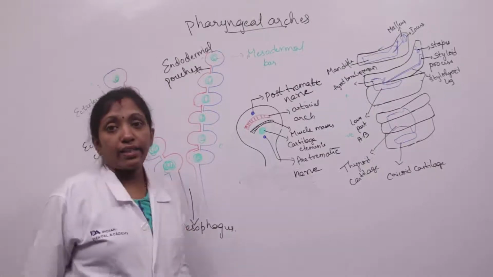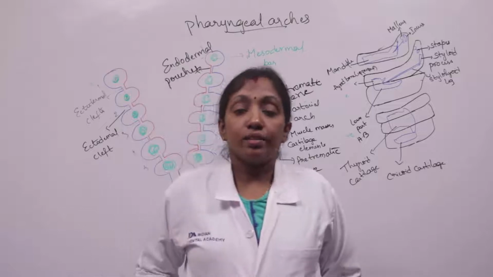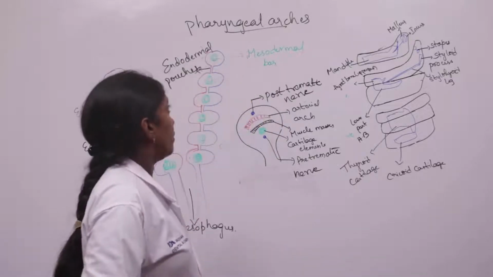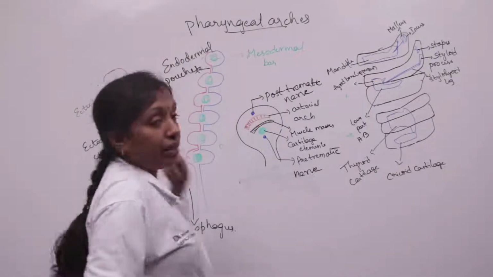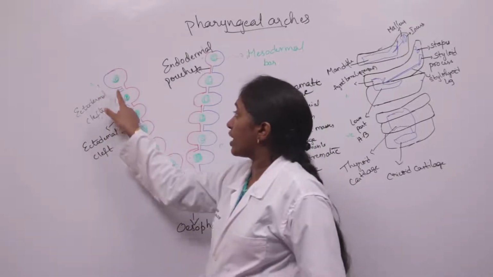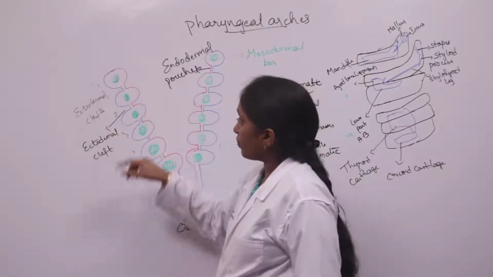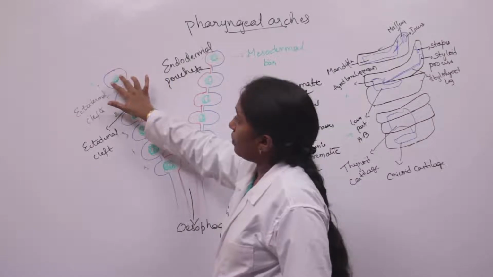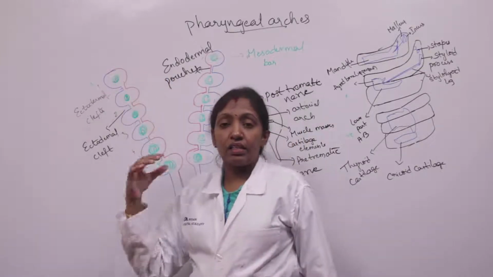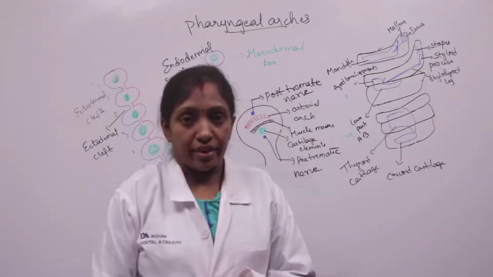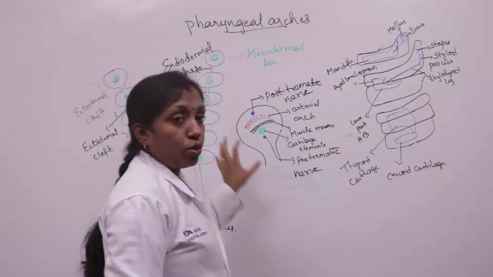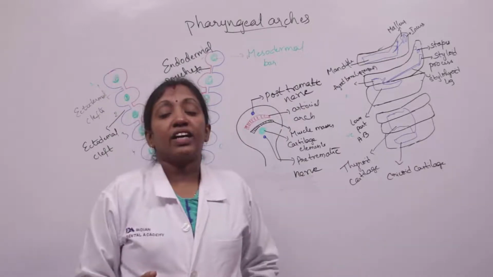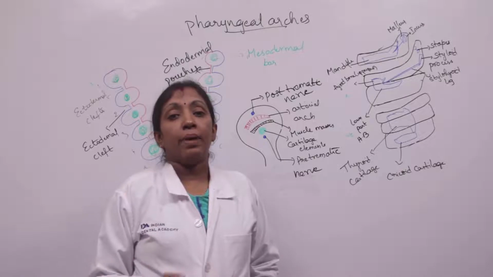So, today we are discussing pharyngeal arches. These pharyngeal arches include ectodermal clefts, endodermal pouches and mesodermal arches. These three constitute the branchial apparatus. So, these are the mesodermal arches, outside covered by ectoderm and inside lined by endoderm.